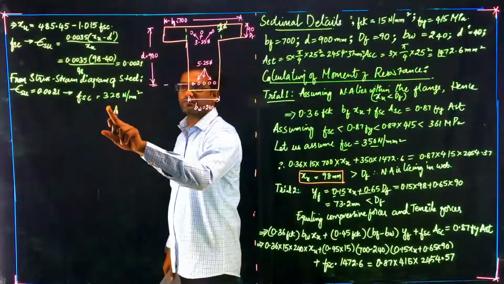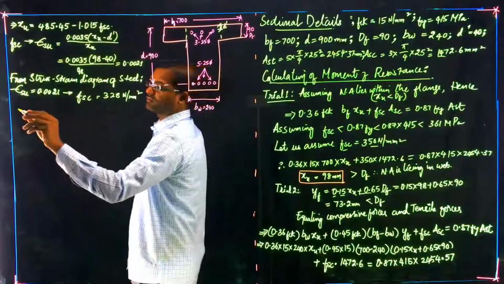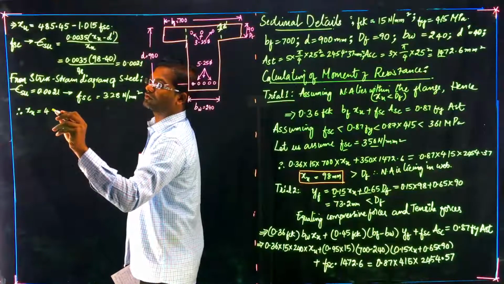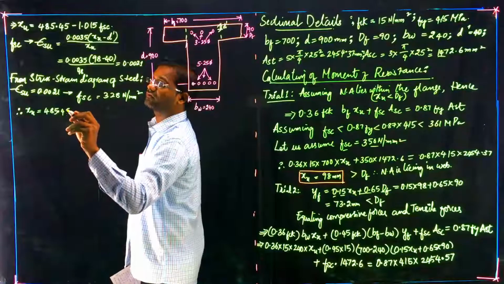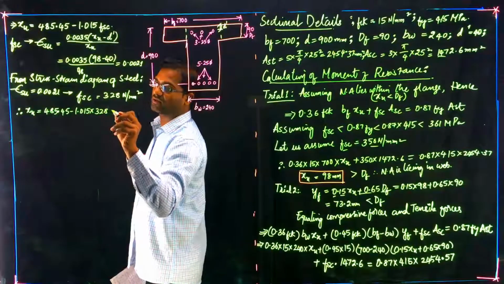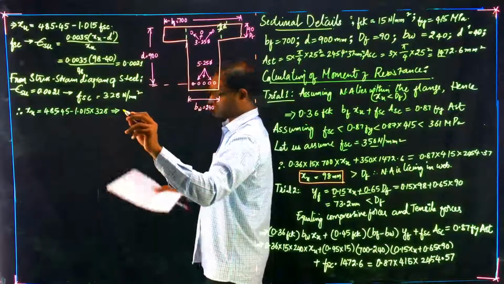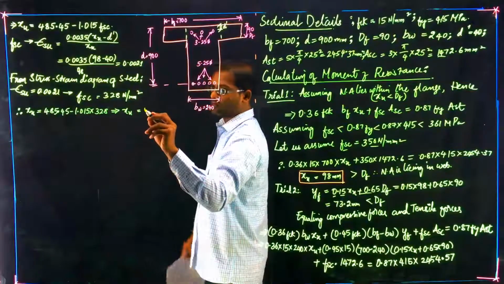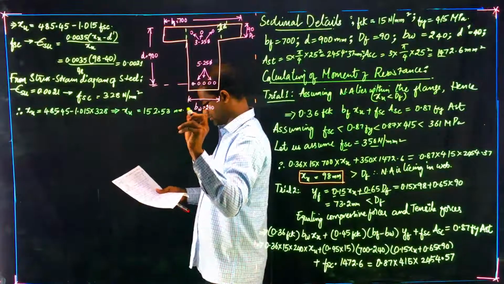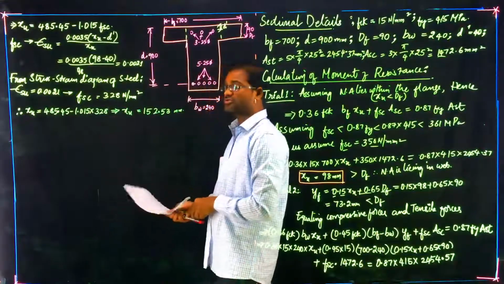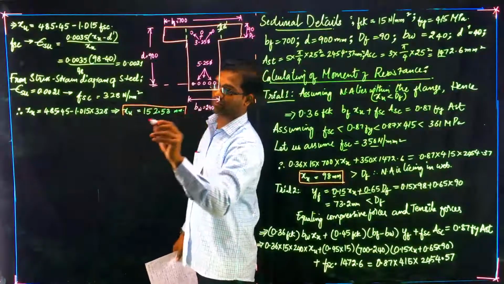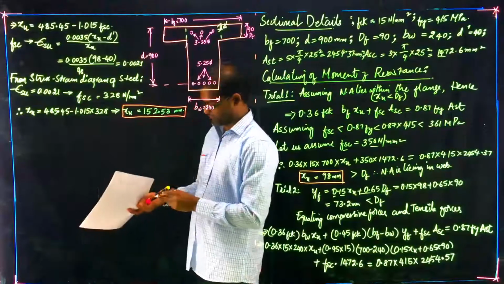Now getting the value of FSC, we will back substitute in XU. Therefore, XU equals 485.45 minus 1.015 into 328, which will give you an XU value of 152.53 mm. Now from trial 2, we have got a value of XU equals 152.53.